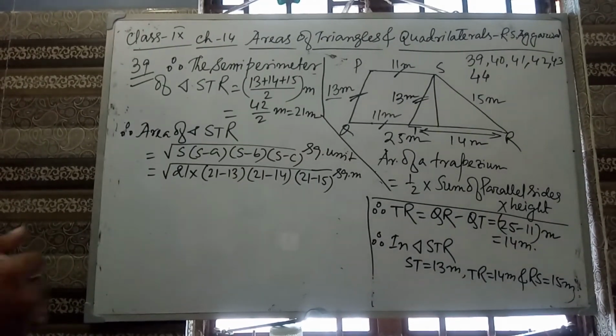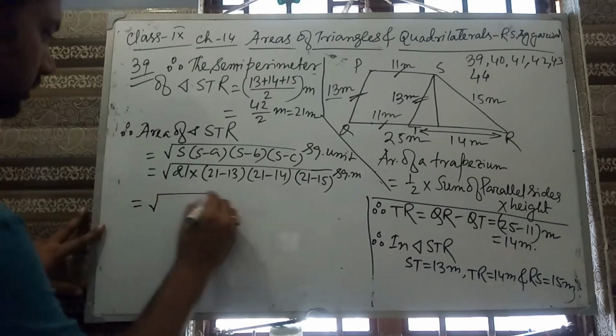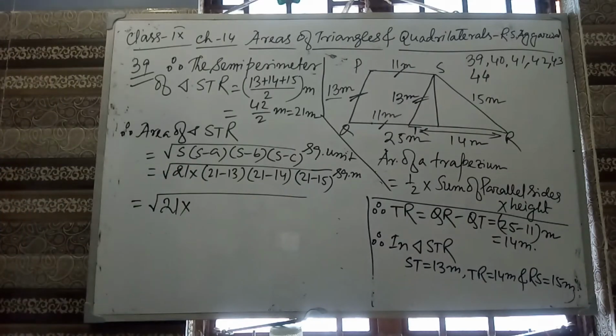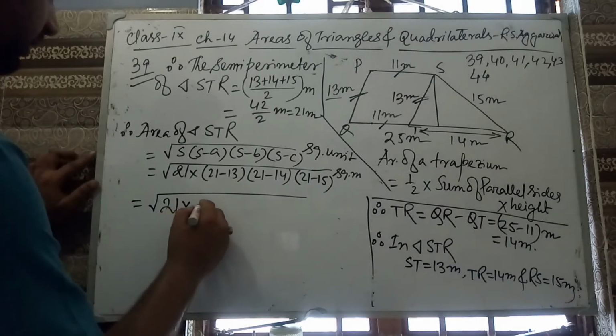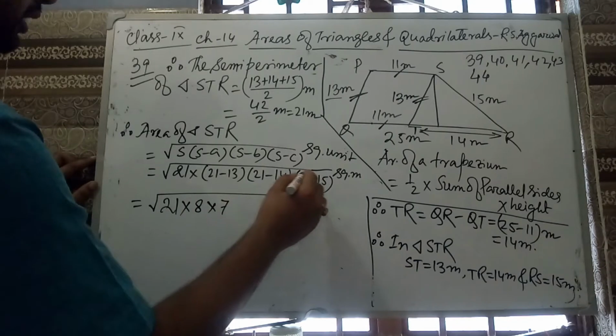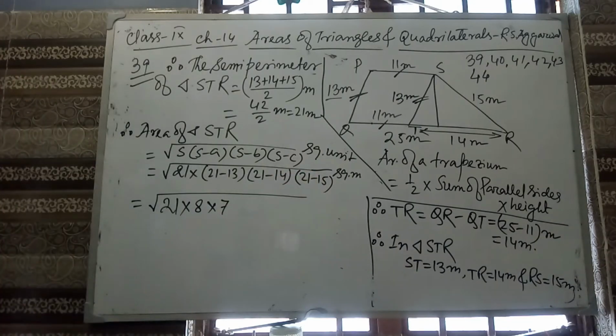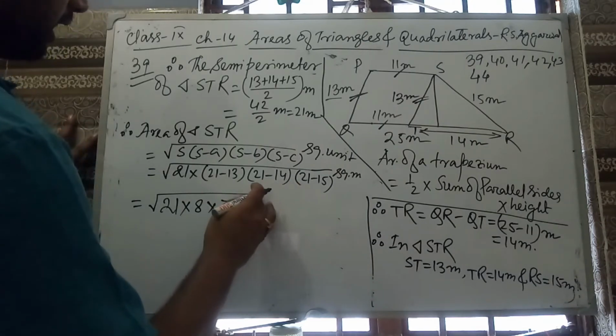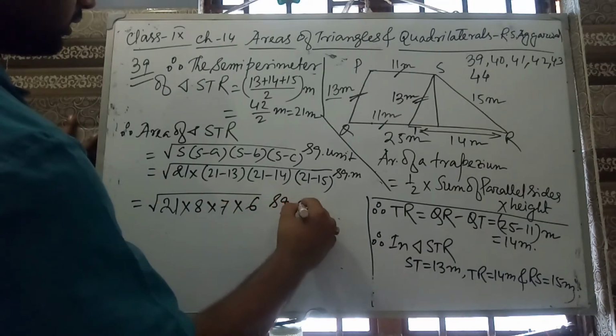Let us calculate it. It is 21 into (21 minus 13), that gives you 8, into (21 minus 14), which gives you 7, into (21 minus 15), which gives you 6. This much square meter.